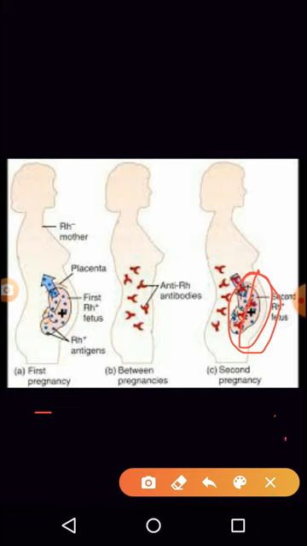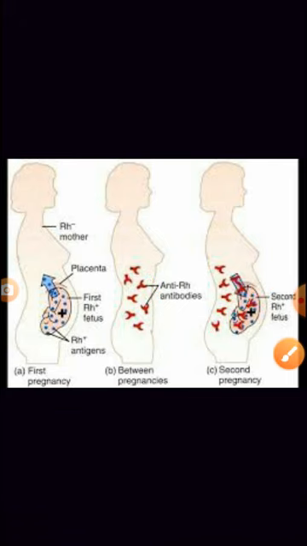This complication is now not seen because soon after the first pregnancy, before the mother produces the antibodies, an injection called Rhogam is given to the mother, which will not allow the antibodies to be produced, or if produced, will neutralize them. So during the second pregnancy, if the child is Rh positive, these antibodies cannot attack the D antigens on the RBC surface of the child, and hence the child will be protected. So this is called erythroblastosis fetalis.